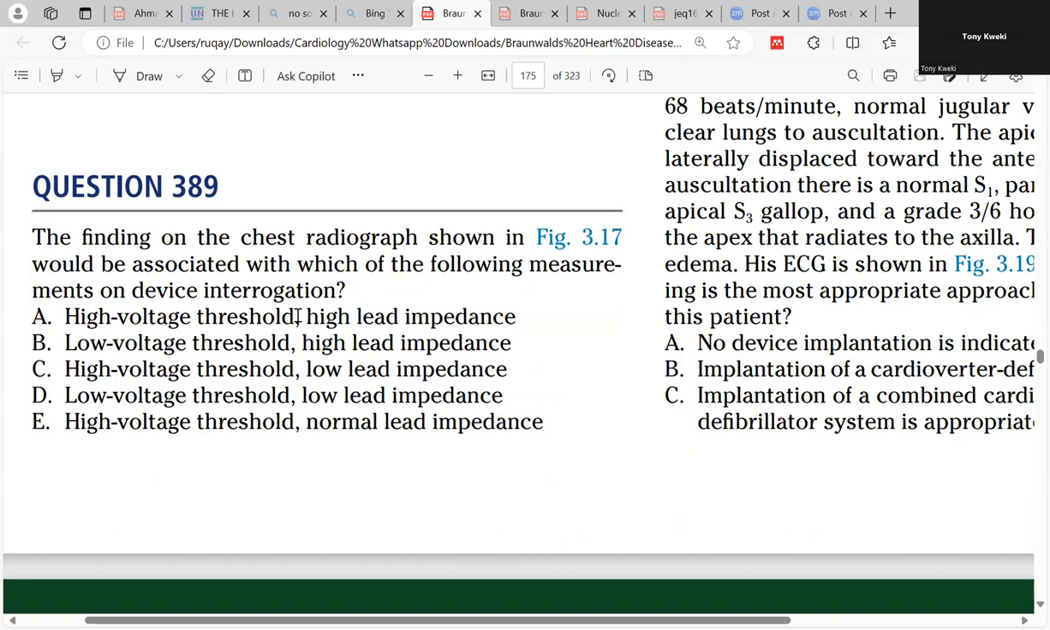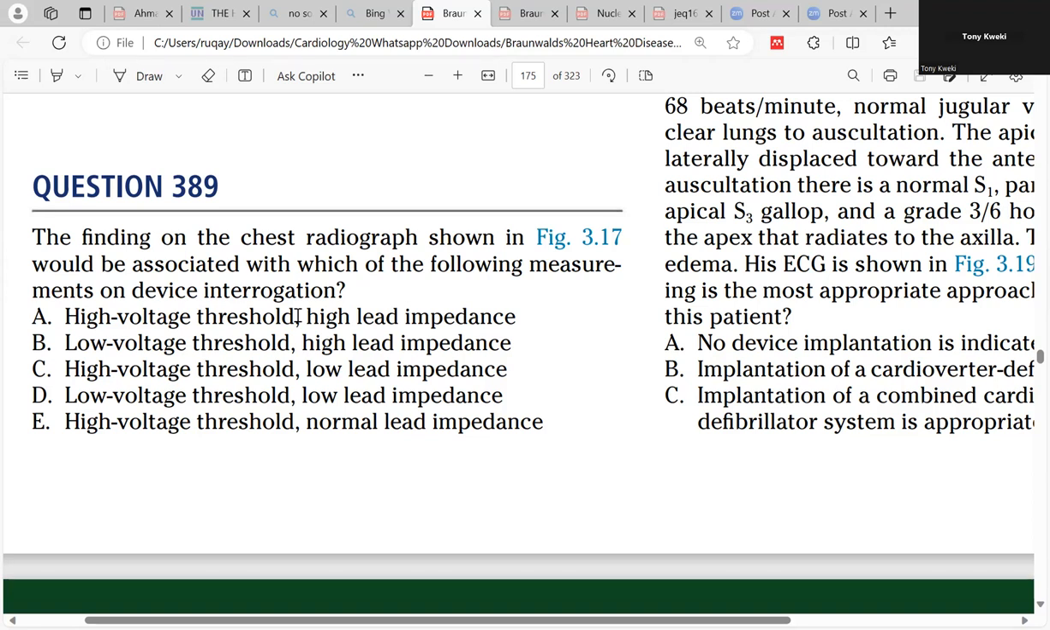So impedance, derived from the English word impede, means to obstruct or slow down something. So leads have a certain level of slowing down or obstruction to the flow of current. And there's a formula, I think it is the voltage over the current. Yes.